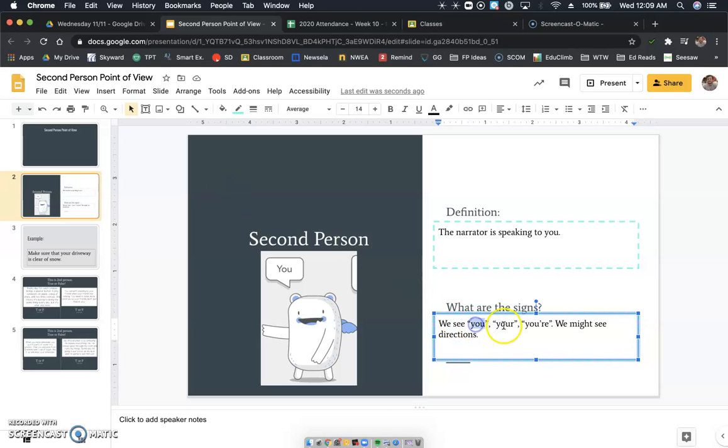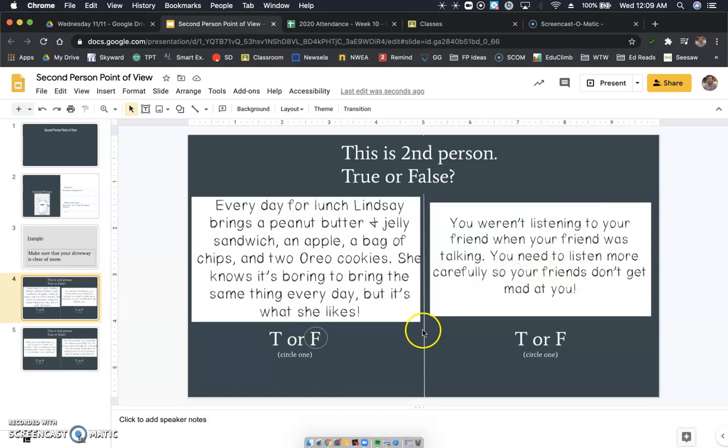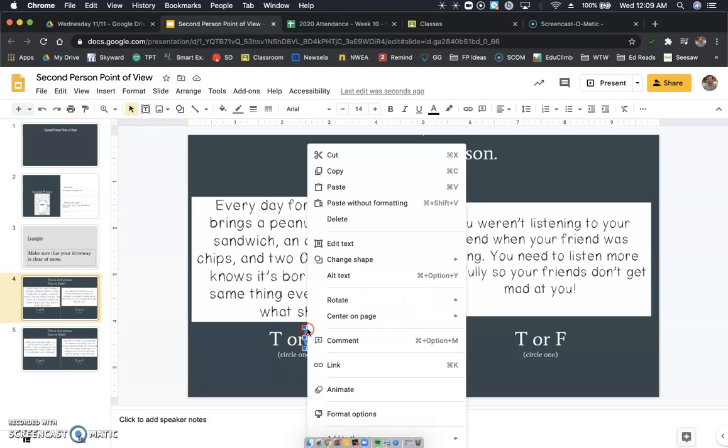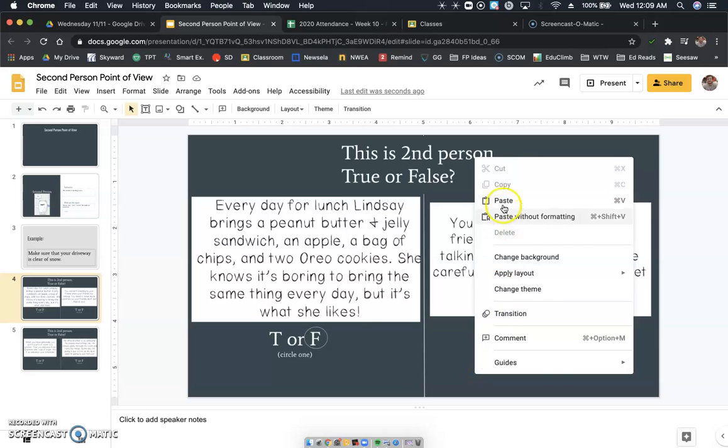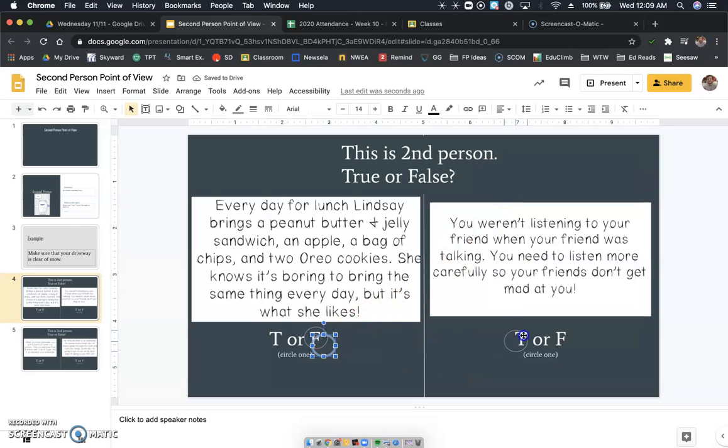Let's see, do we see any "you," "your," some directions? I don't see any directions here, but I do see a lot of "you" and "your," and it sounds like the narrator is talking directly to us. Those big words, "you" and "your," are very important and give it away. I'm going to click on this circle, copy it, paste it and put it over here. This is true, this is a second person text, because the author is talking directly to us. We see a lot of "you" and "your."